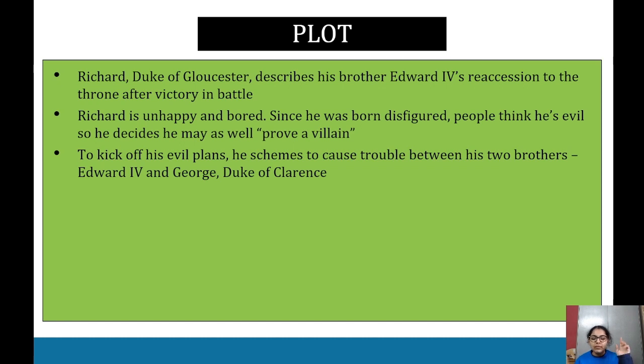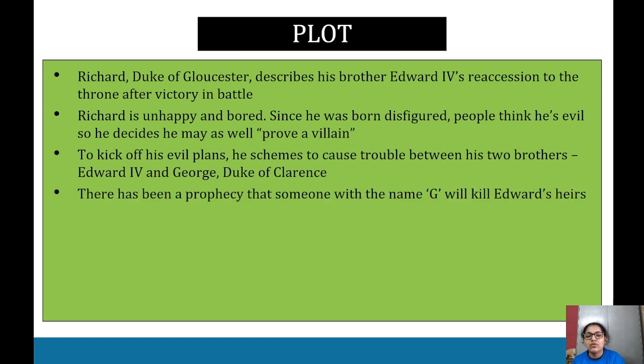So remember, and I always used to get confused with all the names, just a quick summary: Edward the Fourth is the king. The middle brother is George, the Duke of Clarence, and the youngest brother is Richard, the Duke of Gloucester. They're all dukes, but he's still not happy being a duke. He wants to be the king. So he kicks off his evil plans by causing trouble between Edward the Fourth and George, the Duke of Clarence.